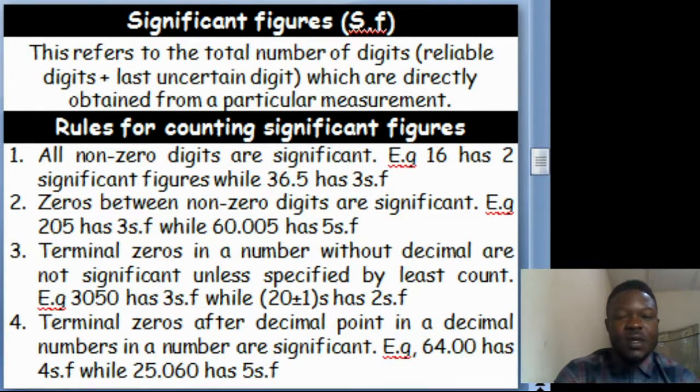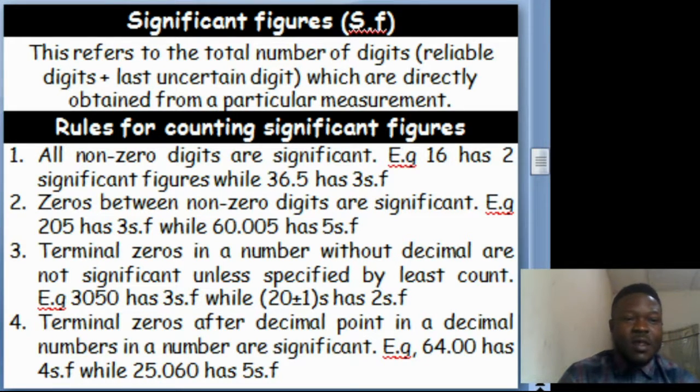Now we have rules. The rules are: all non-zero digits are significant figures. For example, if you have 16, you have 1 and 6, which means there are two significant figures. Look at 36.5. There are three significant figures there. They are all non-zero.